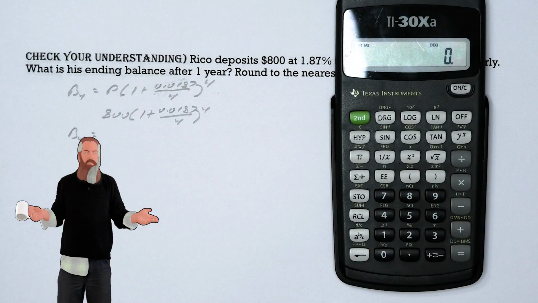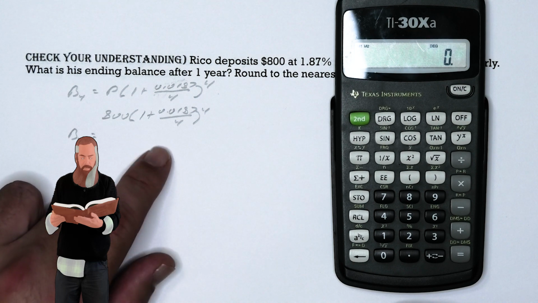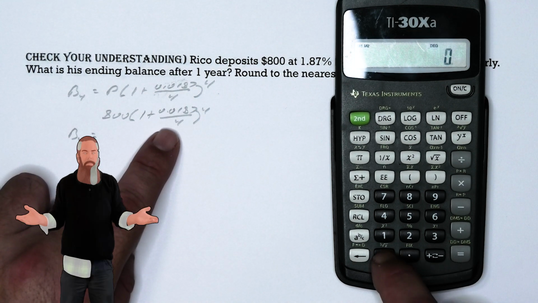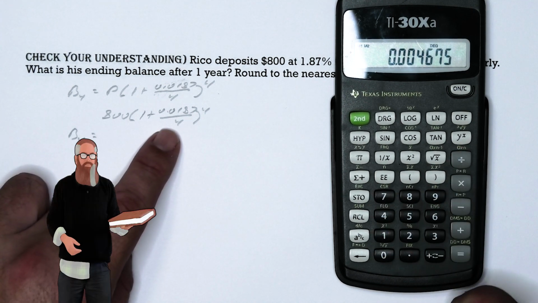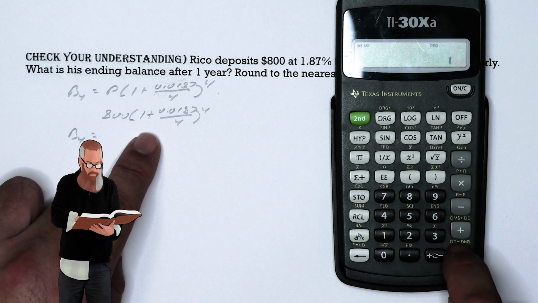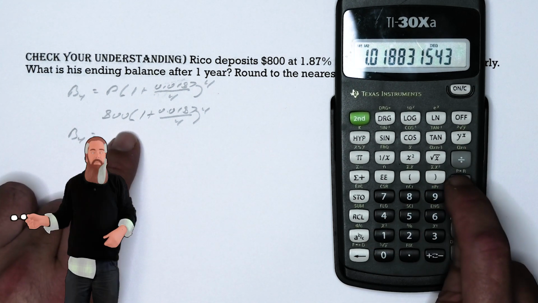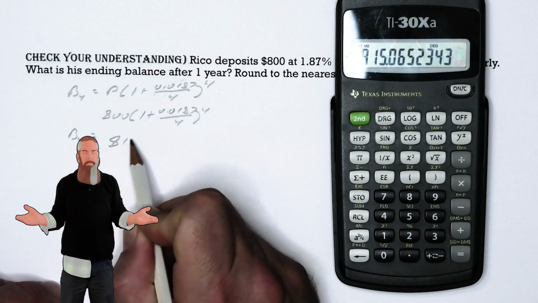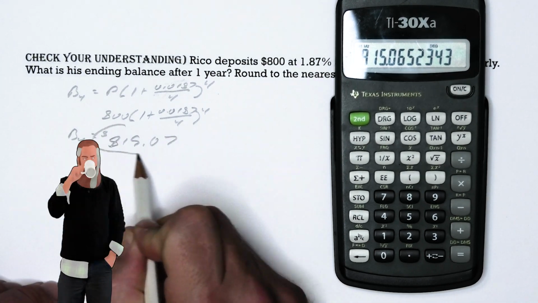Now, to make sure we do this correctly on a TI-30XA, we need to make sure we follow the order of operations correctly, starting innermost in the parentheses with 0.0187 divide 4 equals, plus 1 equals, exponent 4 equals, times 800 equals. And we get $815.07 because we're rounding to the nearest cent.